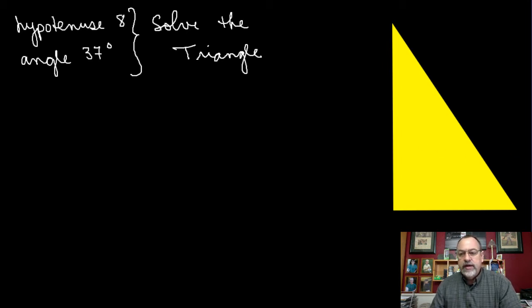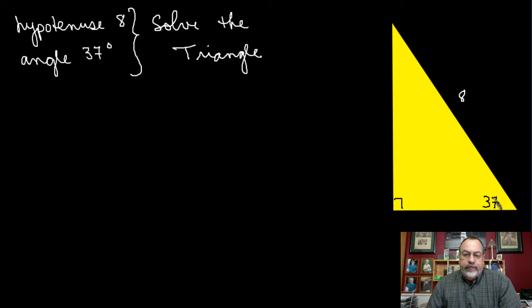So to solve the triangle, we're given the information that the hypotenuse is 8 and that one of the angles is 37. So we'll label the hypotenuse here as 8, and we'll label one of the angles here as 37. Now it really doesn't matter which one you use. You could use this one or this one. You're going to determine the measure of all of them anyway.